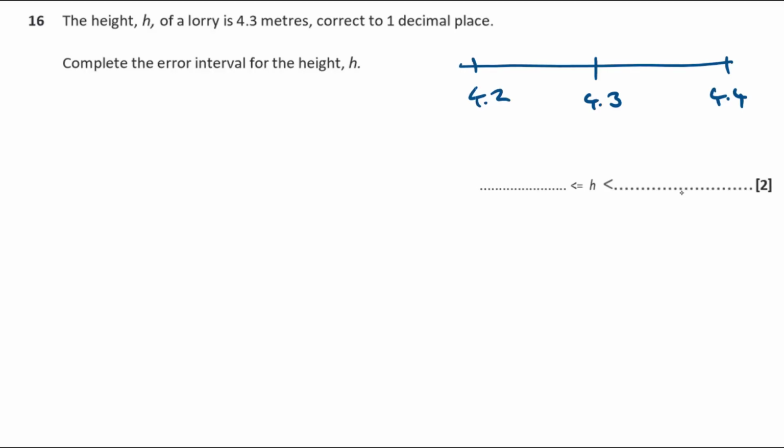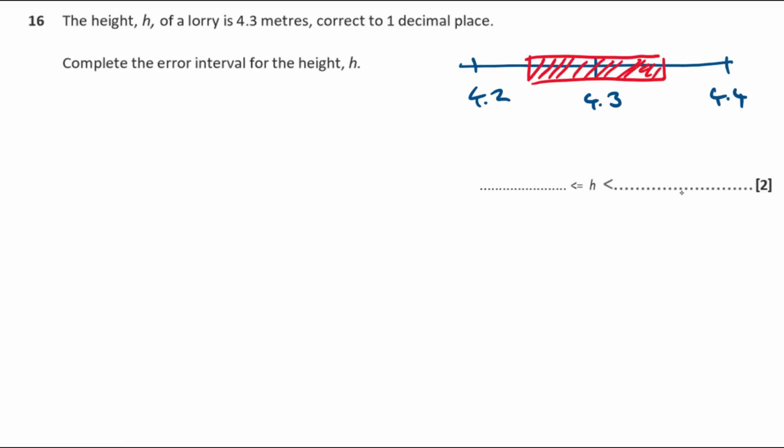It'd be 4.2, 4.3, 4.4. Now the numbers that round to 4.3 are going to be the numbers that are halfway between 4.2 and 4.3 or nearer, or halfway between 4.3 and 4.4 or nearer. So basically this range of numbers are the numbers that round to 4.3, aren't they?